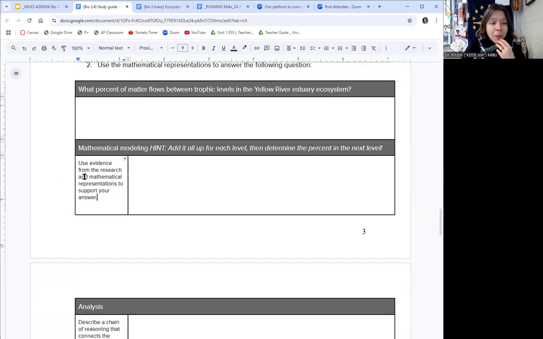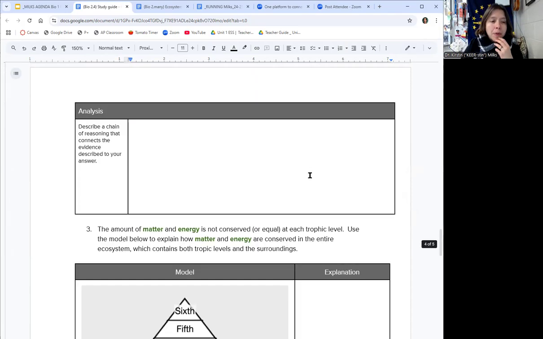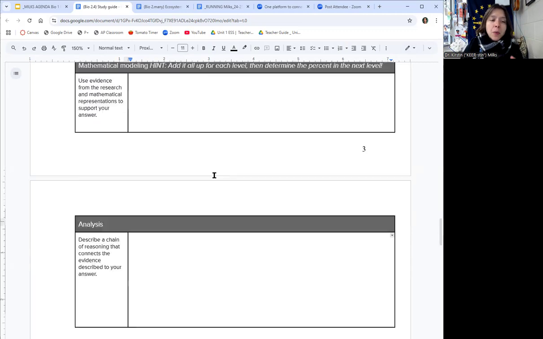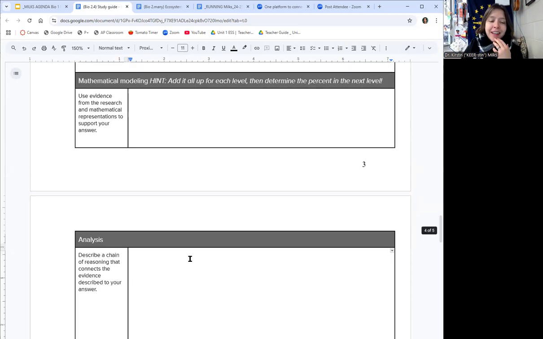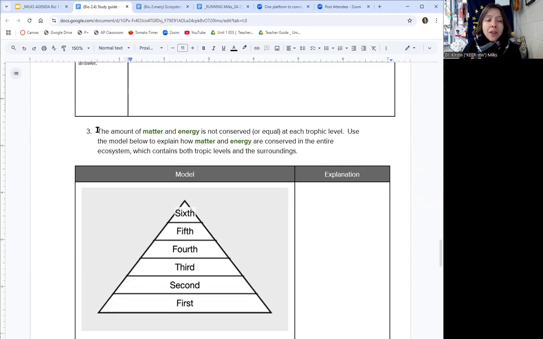And then how are you going to support your answer? If you didn't do your math here, do that math here. One more time, add it all up for each level, then determine the percent of the next level, right? So in the next level, that level 2 divided by level 1, and make sure you take the sum, add it all up. And then this reasoning part, this is where you're going to write a couple sentences about why that's happening. Why are you getting less mass in the second layer of organisms that are alive from the first? And then you're going to use some of the information you've learned in our class to be able to answer that.